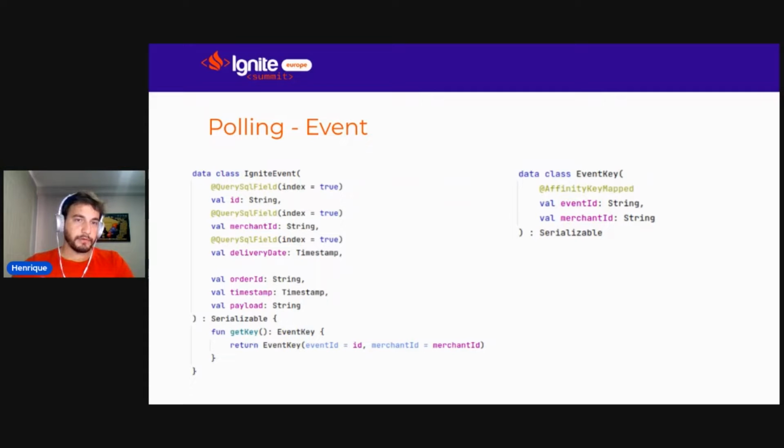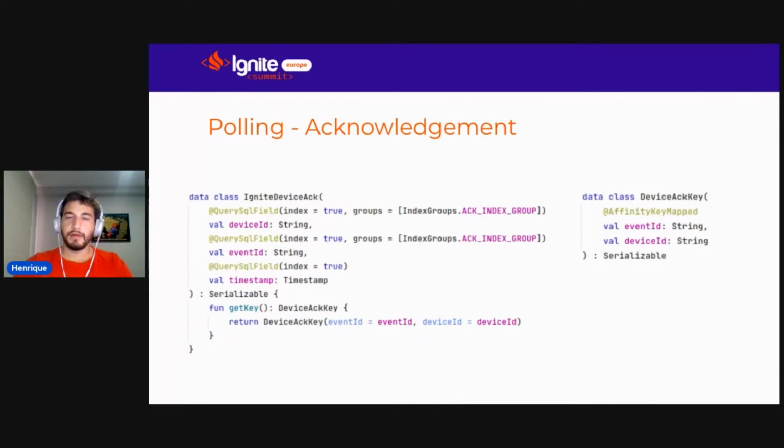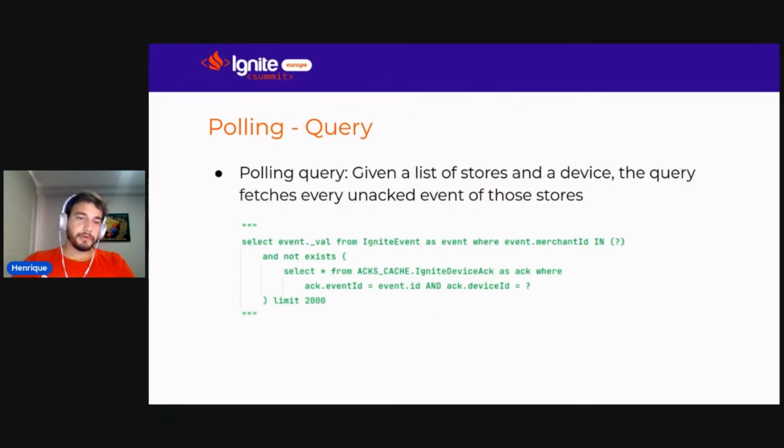This is an example of the modeling of the polling solution. We have the event, which is the primary model of the solution. The event key is affinity key mapped by the event ID. And here is an example of the acknowledgment model of the solution. You can see here that the acknowledgment is also key mapped by the event ID, and this will make sure that every acknowledgment of an event will be in the same partition as the corresponding event. So this will improve the performance of the polling query because it will be a local, collocated join. So this is the polling query.